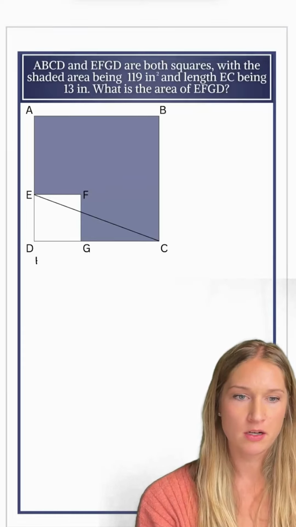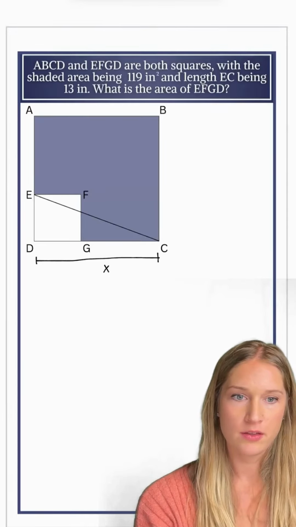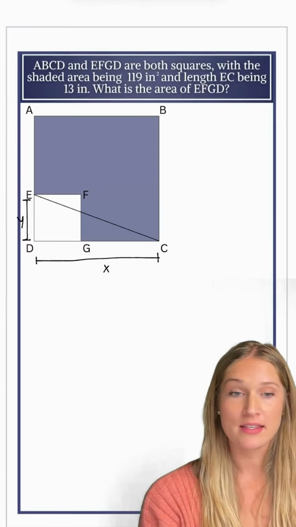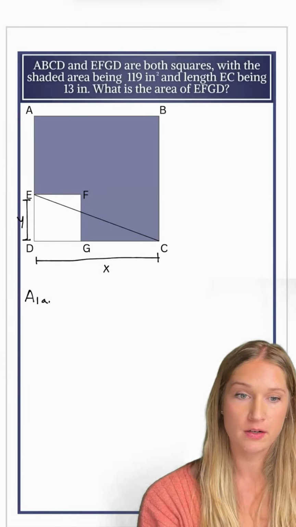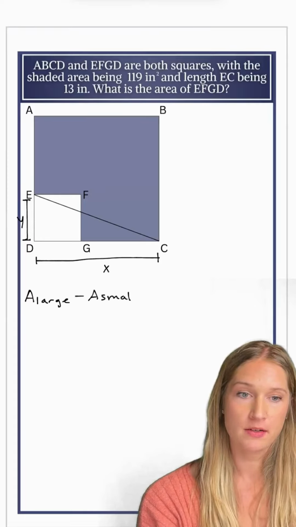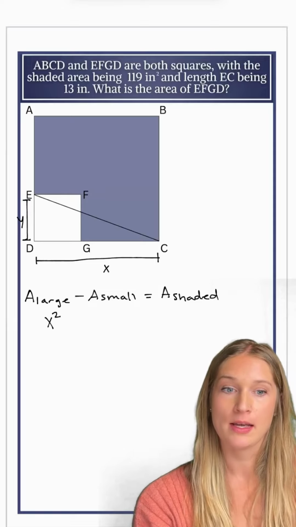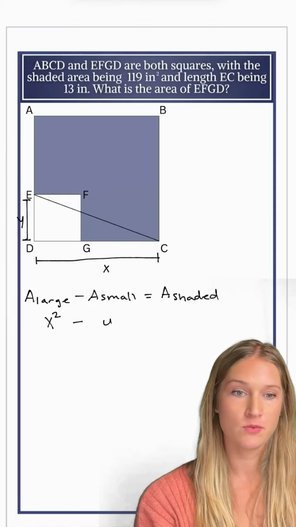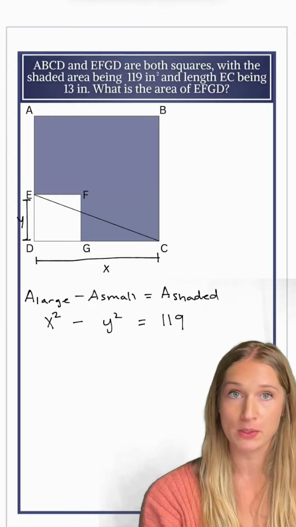Let me start by calling this entire length x, and then I'll call the length of my small square y. Then I can say that the shaded area is the area of the large square minus the area of the small square. Well, the area of the large square is x squared, minus the small square, y squared, and the shaded region is 119 square units.